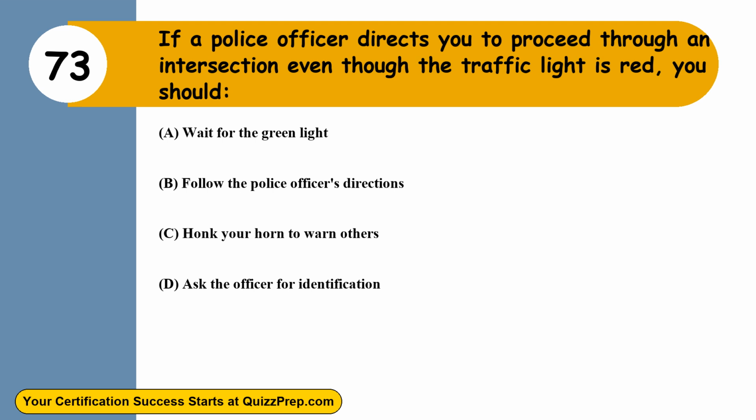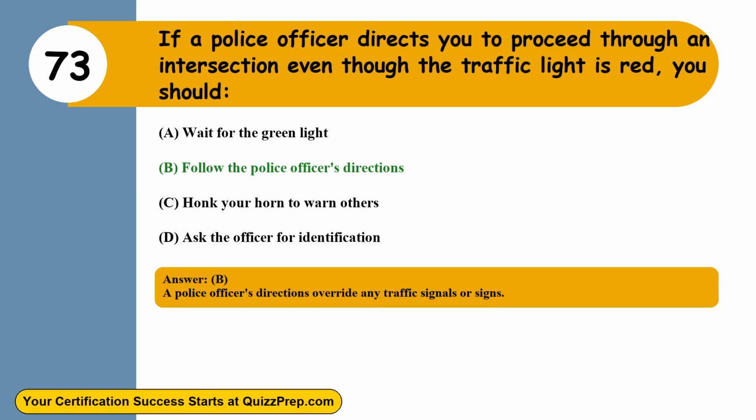is red, you should. Option A. Wait for the green light. Option B. Follow the police officer's directions. Option C. Honk your horn to warn others. Option D. Ask the officer for identification. The correct answer is option B. Follow the police officer's directions. A police officer's directions override any traffic signals or signs.